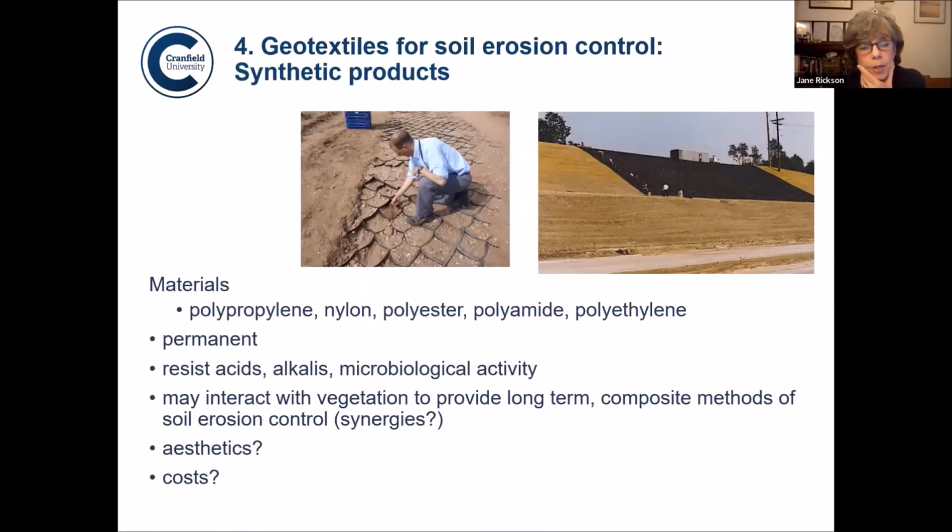And then the synthetic products, again, many of you will know this already, but specifically for erosion control, the products available are polypropylene, nylon, polyester, polyethylene, and so on. And of course, these are permanent because they will resist acids and microbiological attack. There is a question as to whether these synthetic products work with vegetation as a synergistic erosion control, whereby you get erosion control from the vegetation and from the geotextile, and you actually get a synergy. You get more erosion control by combining those two components.